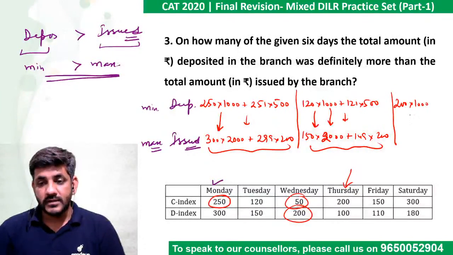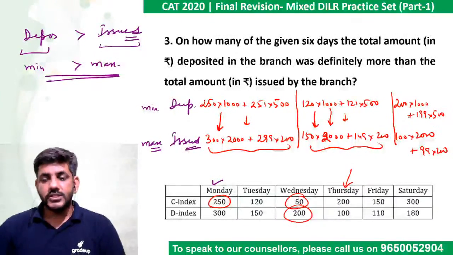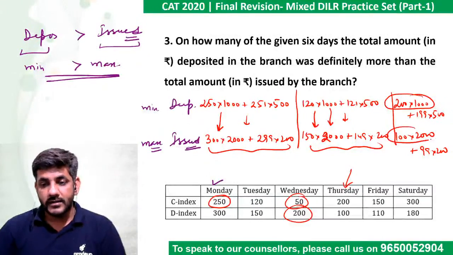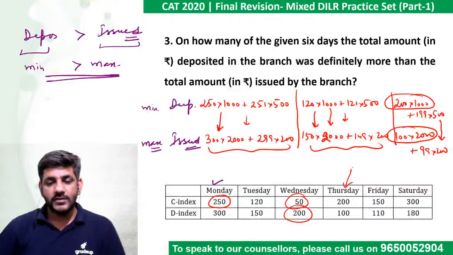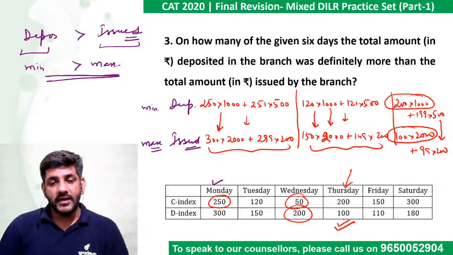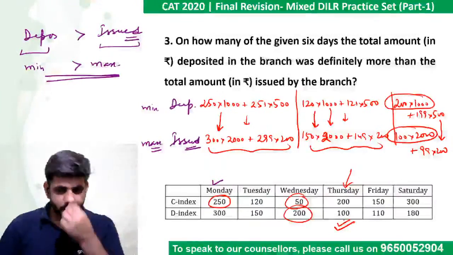200 notes of 1000 plus 199 notes of 500, and 100 notes of 2000 plus 99 notes of 200. This will surely be lesser. I'll tell you why. 200 into 1000 and 100 into 2000 are equal, and 199 into 500 is surely greater than 99 into 200. So this is surely one of those days when you have deposited amount more than the issued amount.